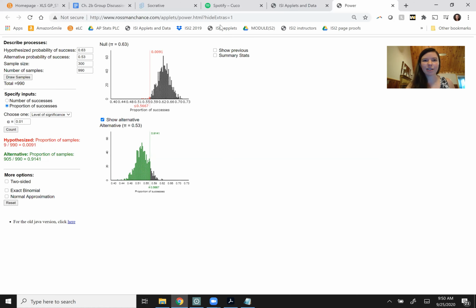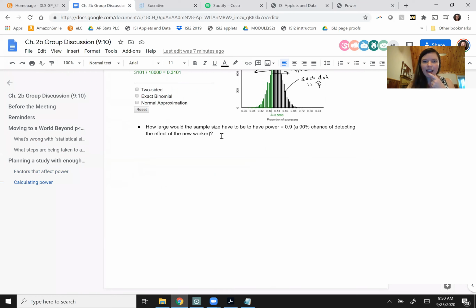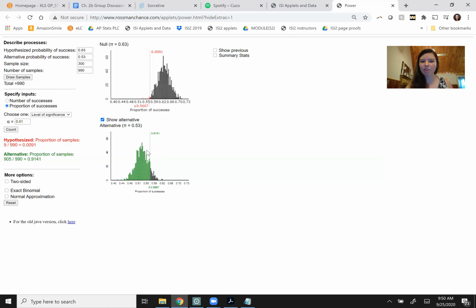So I think I had asked a question here. Yeah, how large would the sample size have to be to have power of 90%? And it looks like about 300 will get us there. It could be probably a little bit lower. Okay, so let's think about the other things that we could change here.